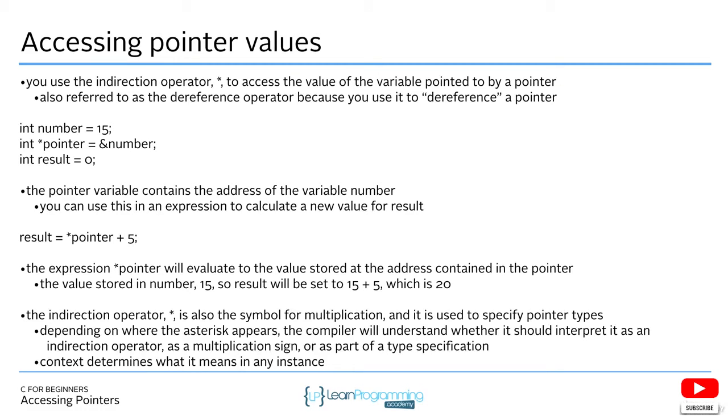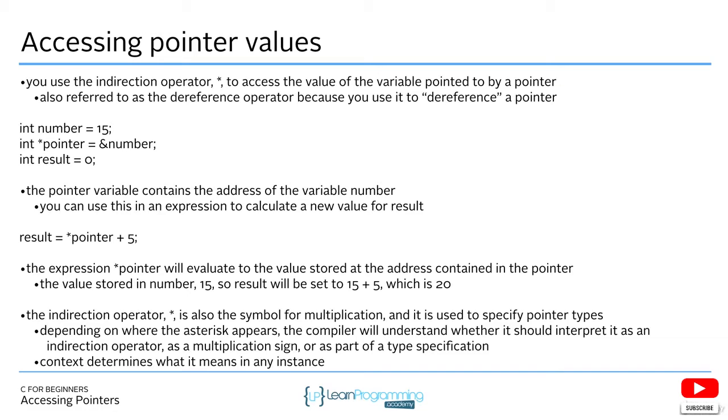So the indirection operator, the asterisk, you should have noticed, is also the symbol that's used for multiplication, and it's also used when you declare pointer types. So this can get very confusing. How do you know what's going on, or how does the compiler work? Well, it's all about context. It depends on when you use that asterisk and where you use it.